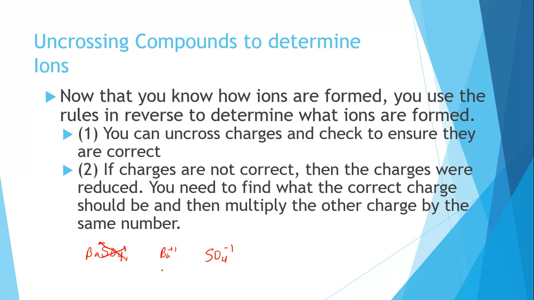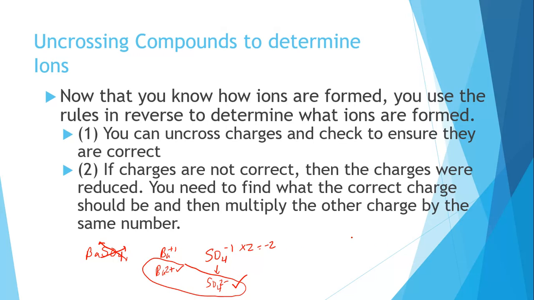What you need to do is check these charges. Ba is not typically a +1, so that's not correct. If you look at the periodic table, Ba should be a 2+. So since we found out that this should be a 2, we take -1 times 2, gets me a -2. So this should actually be SO4 2-. And if I look on the chart, SO4 2- is a correct polyatomic ion. So that's correct. And these two are what it splits into.